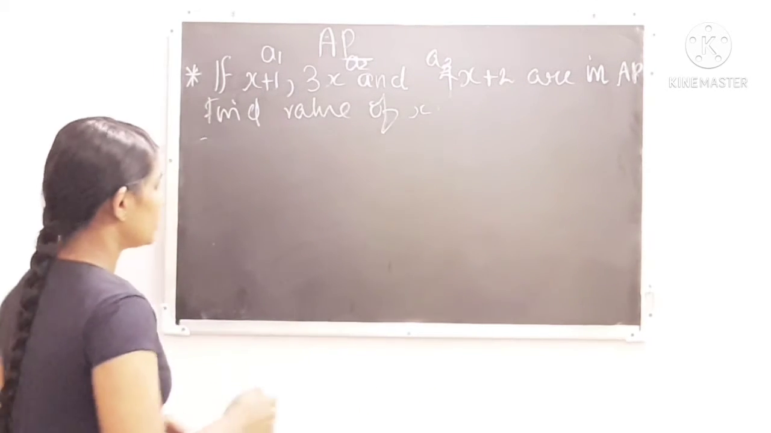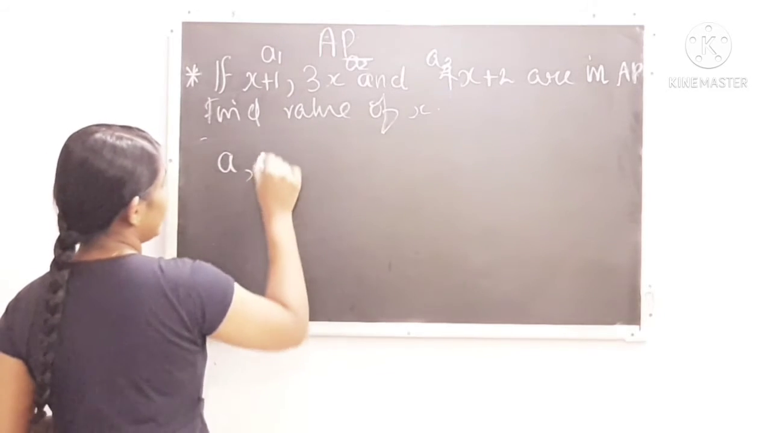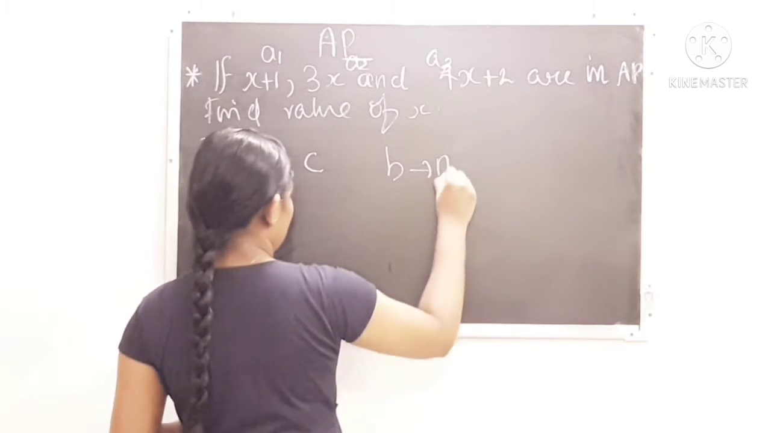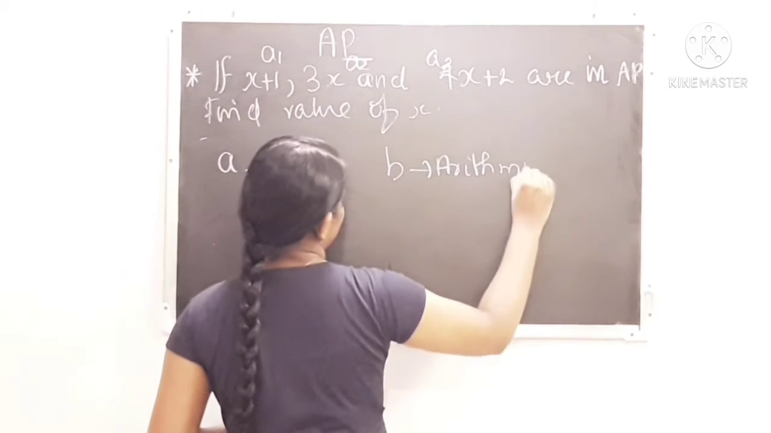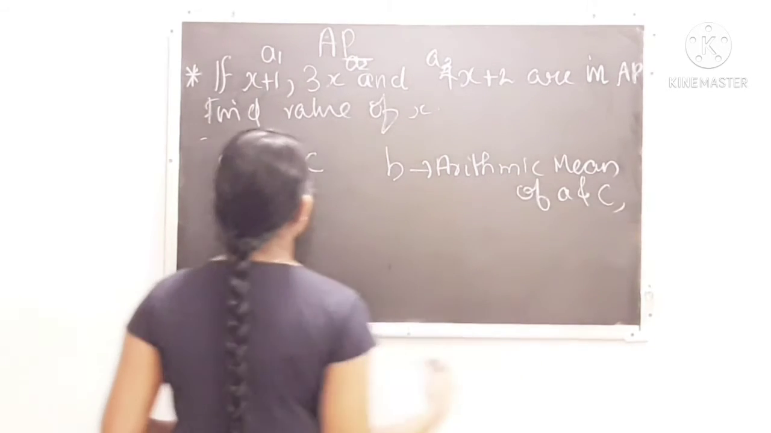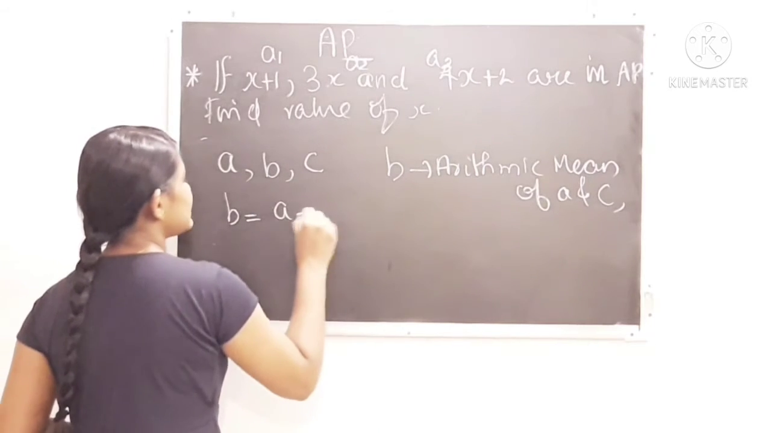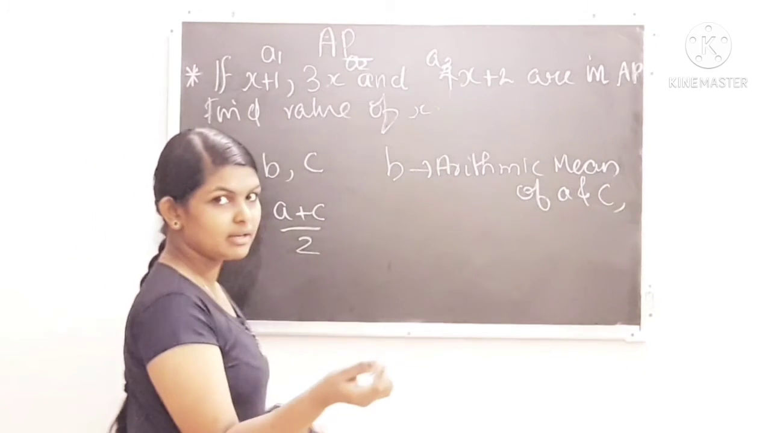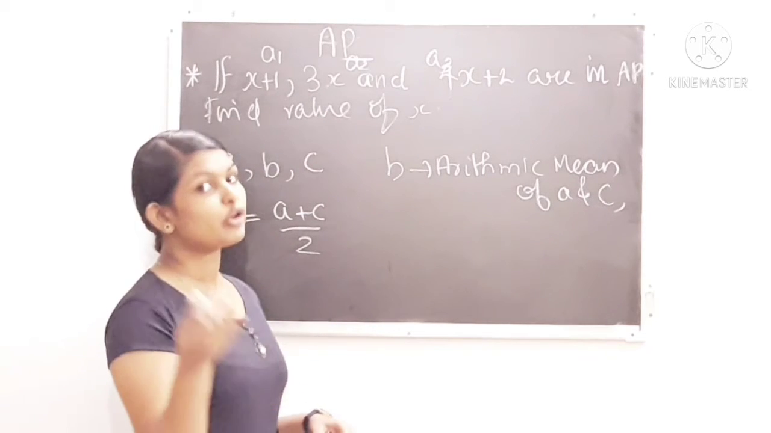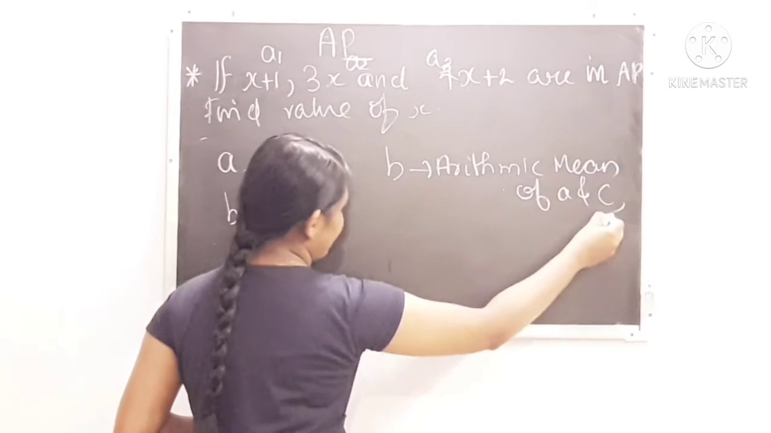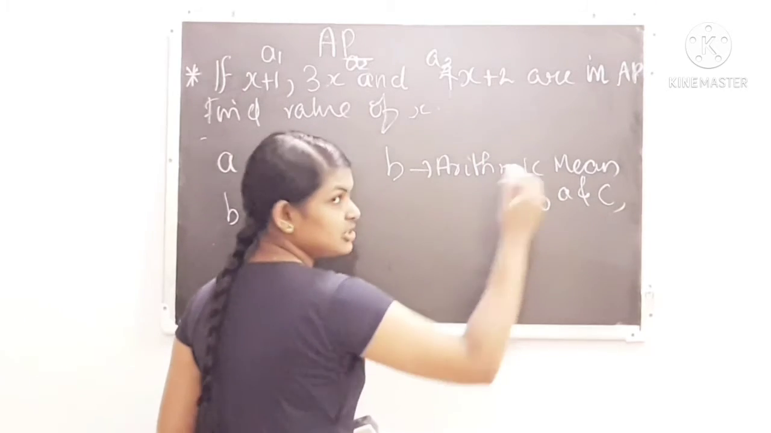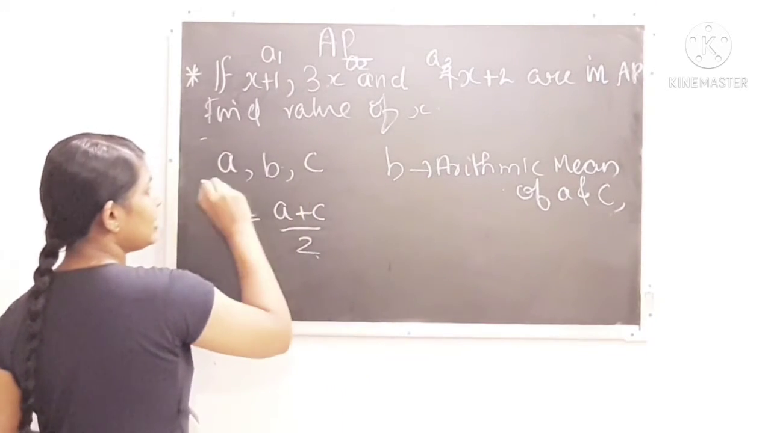If we are given 3 terms, let us consider that A, B, C are the 3 terms in an AP. Here B is known as the arithmetic mean of A and C. That means B will be equal to (A plus C) by 2. What do you mean by arithmetic mean? Arithmetic mean is the sum of the numbers divided by the total number of terms. So the arithmetic mean of A and C means we add these 2 terms, A plus C, divided by the total number of terms, which here is 2. So B will be the arithmetic mean of A and C.